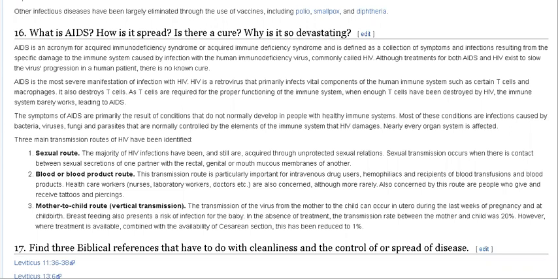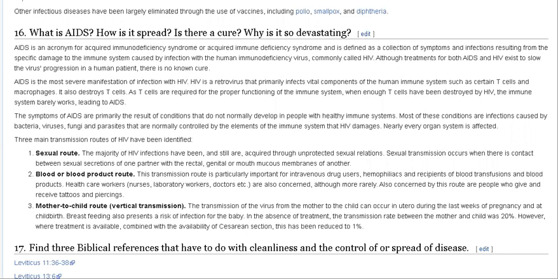Let me read everything. For this one, I want you guys to have everything. So although treatments for both AIDS and HIV exist to slow the virus progression in a human patient, there is no known cure. AIDS is the most severe manifestation of the infection from HIV.